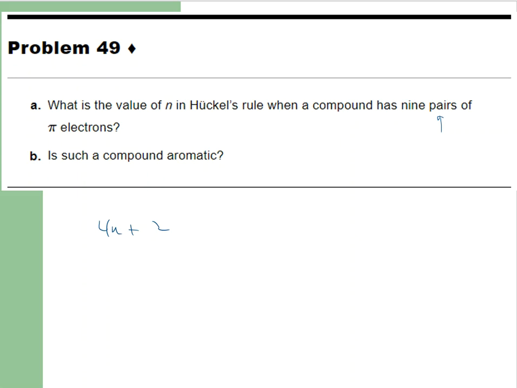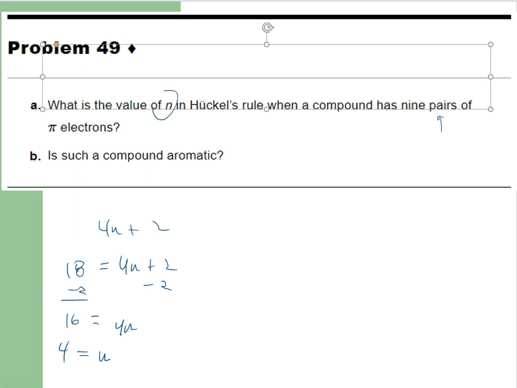Okay, so 9 times 2 is 18. So 18 is equal to 4n plus 2. I subtract 2 from each side. We're going to be in a math class. So here's basic algebra. And then 16 divided by 4, n equals 4. So what's the value of n? n is going to be 4 because I just solved for that equation, and that's how we do that.